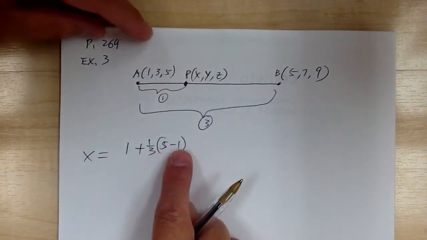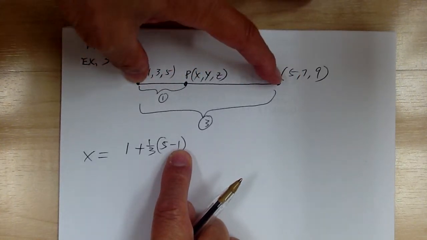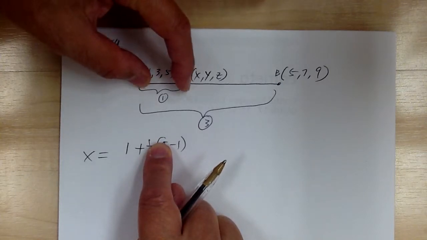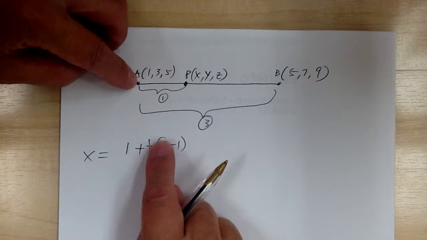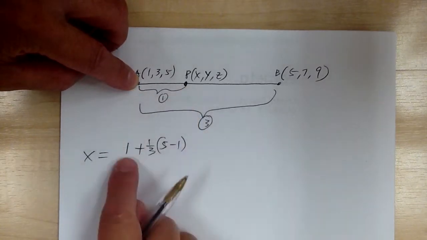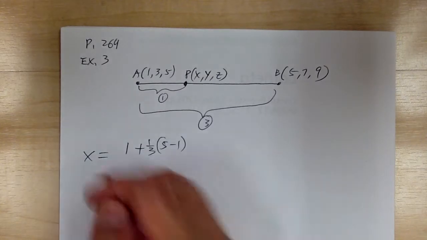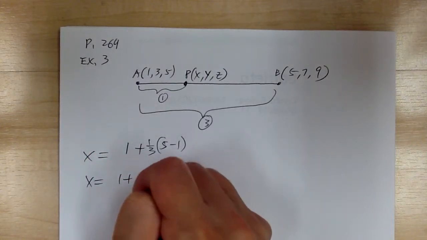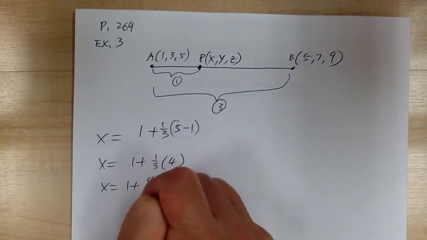Again, 5 minus 1 to get this length. You times by 1/3, that's what you want. So this is the length over here. But to get this coordinate, you have to start with 1, right? That's your starting point. So starting point, you add this length, that's how you get that. Okay, so x will be equal to 1 plus 1/3 times 4. So x equals 1 plus 4/3.